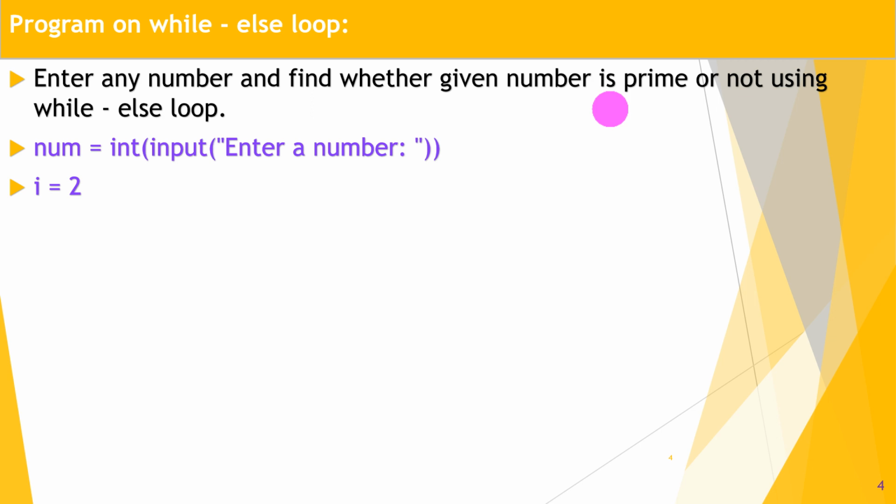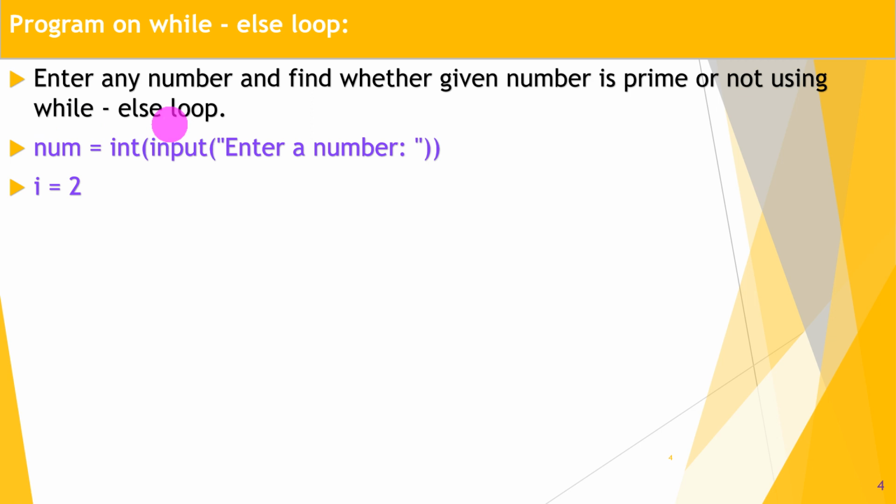That is, a prime number is a number where, when we divide that number by 2 to number minus 1, it does not give you any remainder, that is 0. That is, the number is not divisible by any number from 2 to number minus 1. So we know the prime number definition. So how can you execute this using while else loop and remove the flag part?